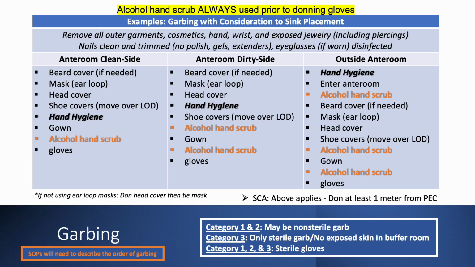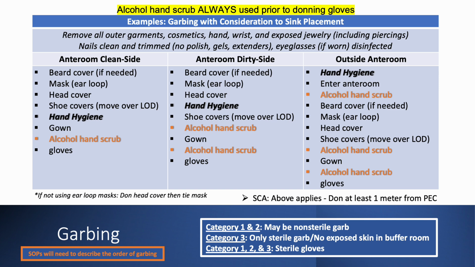This slide gives some examples of garbing with respects to the location of the sink, whether or not the sink is in the anteroom on the clean side, in the anteroom on the dirty side, or even outside the anteroom. But before we go there, we have to remember to remove all outer garments, all cosmetics, all hand and wrist jewelry, and any exposed jewelry, including piercings. Nails need to be natural and clean and trimmed. No polishes, gels, or extenders, and eyeglasses, if worn, need to be disinfected.